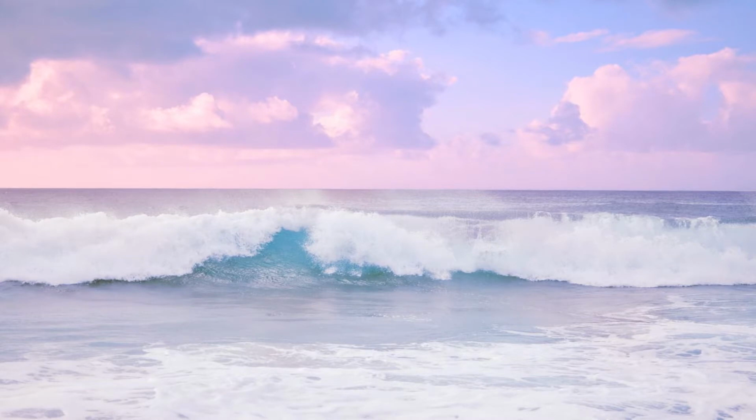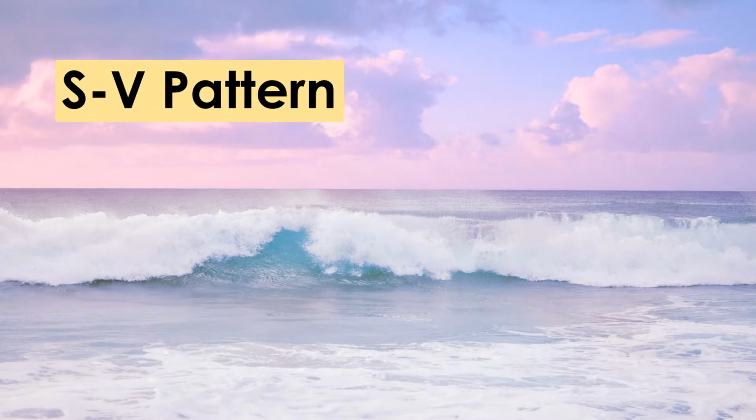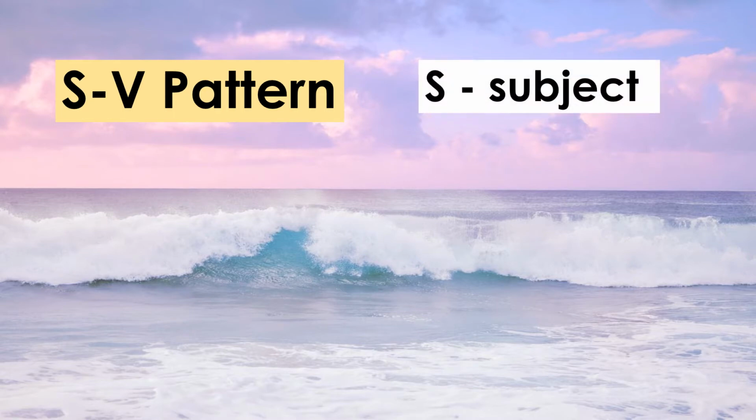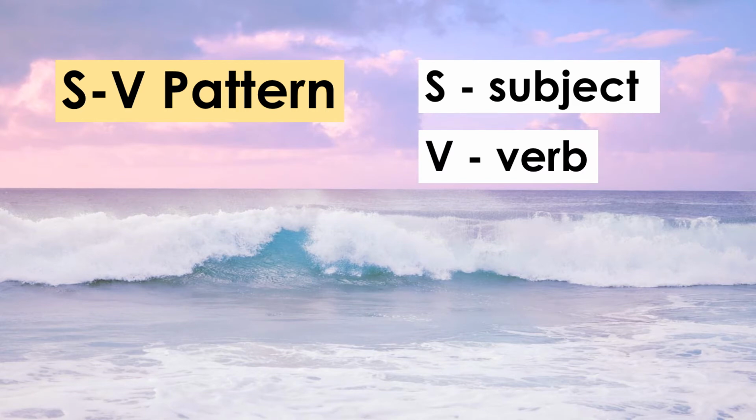Let's start with SV pattern. Say SV pattern. Great job! One kind of sentence pattern is the SV pattern. The S stands for subject and the V stands for verb. The subject may be a noun or pronoun. Again, SV pattern. S stands for subject and V for the verb.